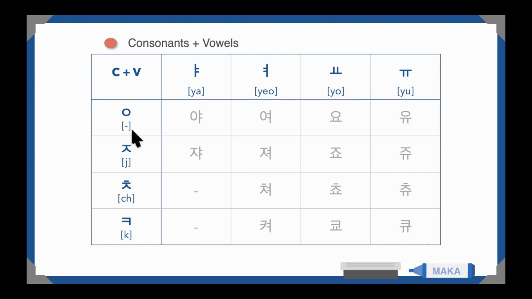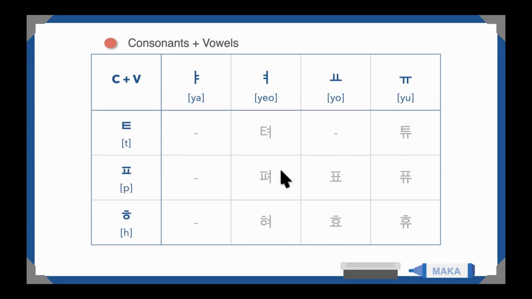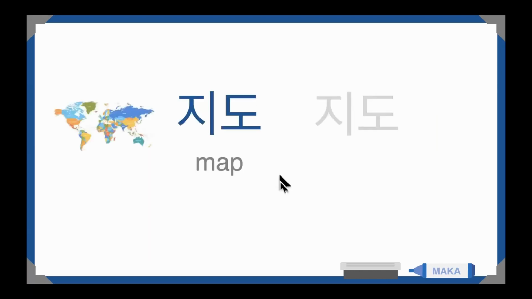In this way, you can practice all these letters. Let's practice a few more. How can we read this word? P meets yo. So this is pyo. And this one, the last one. H meets yo. So this is hyo. Hopefully you now understood what I explained.